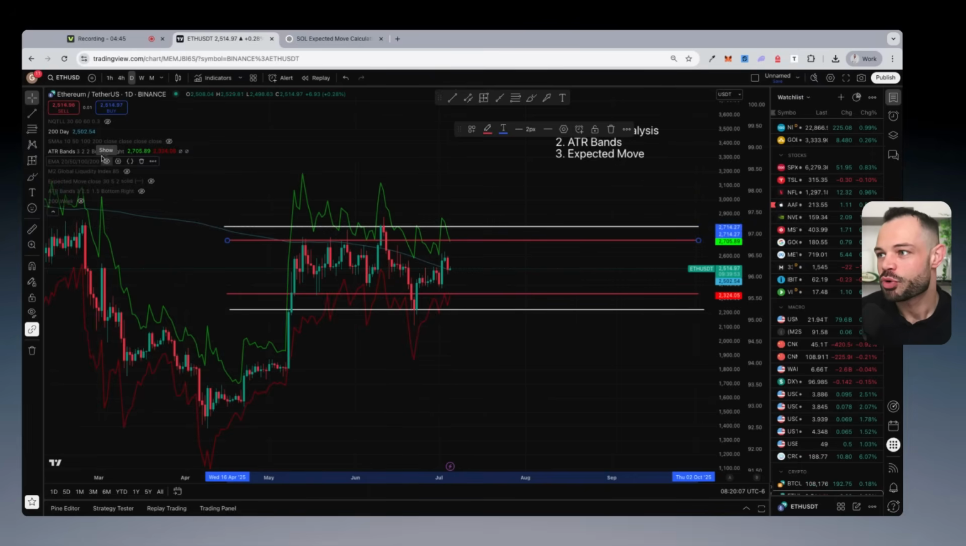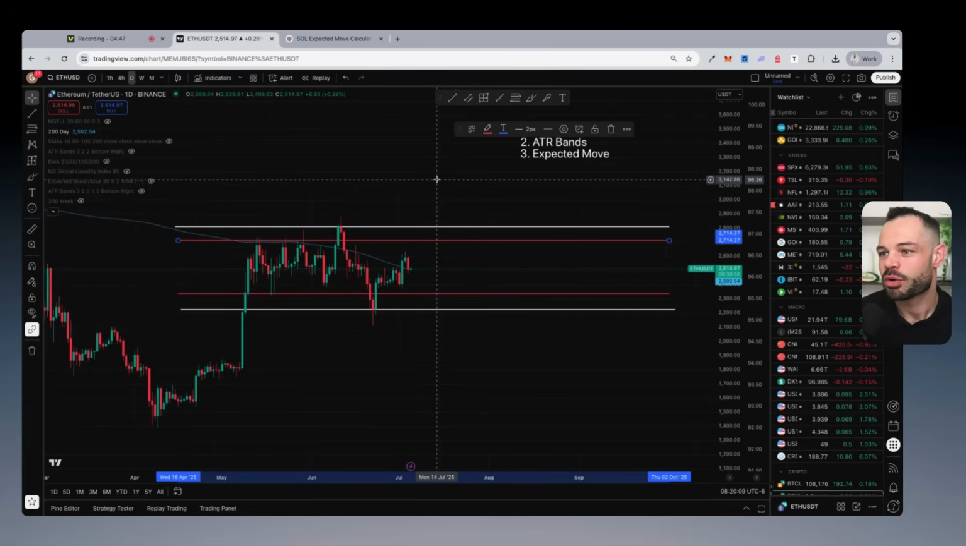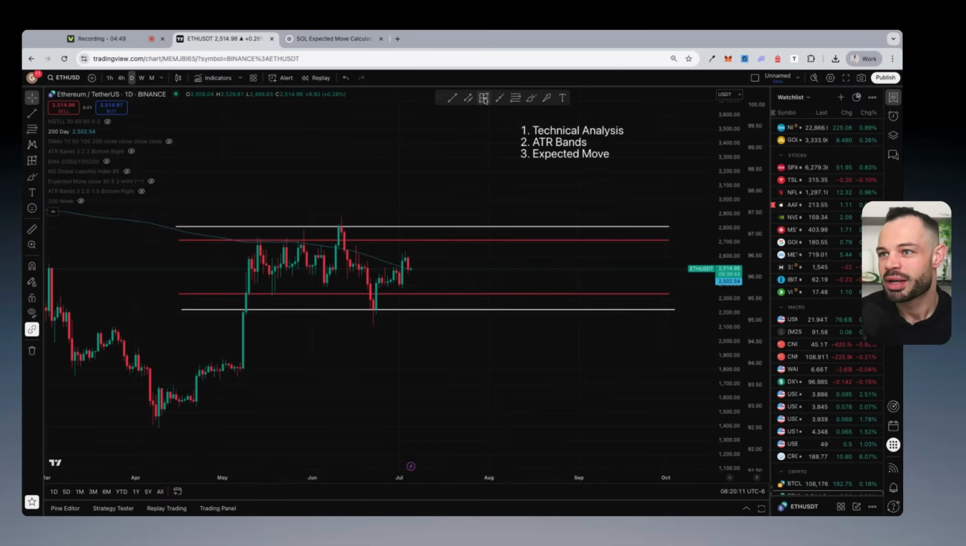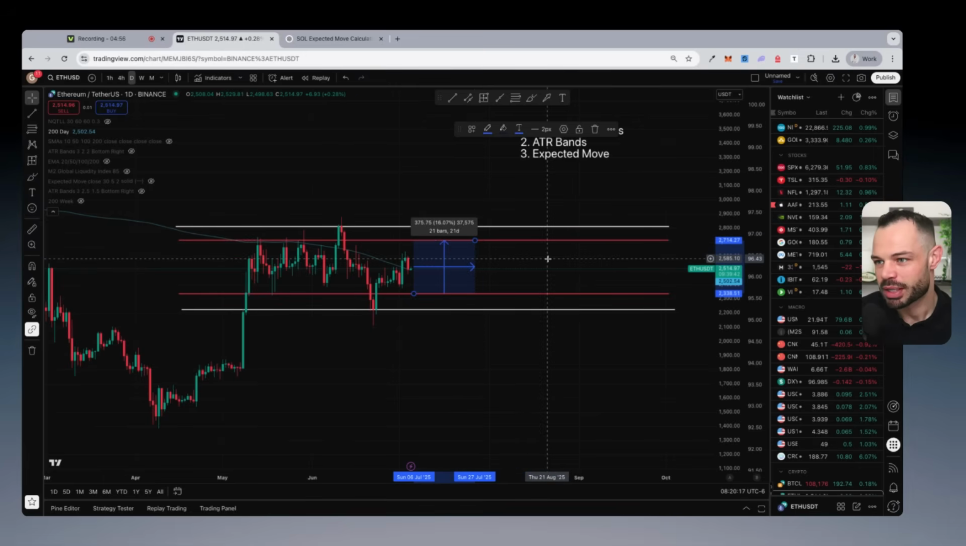Okay, I'm going to remove the ATR band indicator for now. We've got our two levels marked in here, and you'll notice the ATR band level is a more narrow range, coming in closer to 16 to 17% wide.